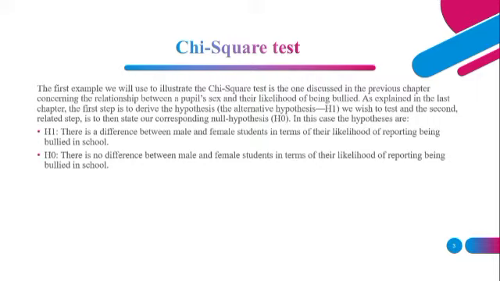The second, H0, there is no difference between male and female students in terms of their likelihood of reporting being bullied in school. Okay, to do this, you have to open the bullying SAV dataset and then select Analyze, then Descriptive Statistics, and then Crosstabs.